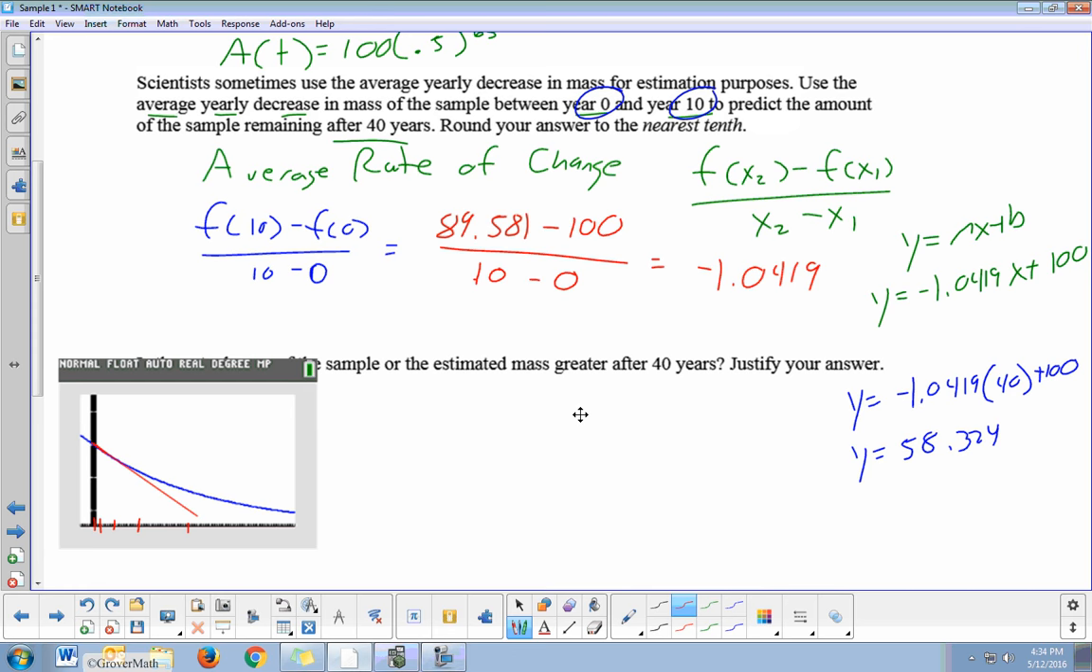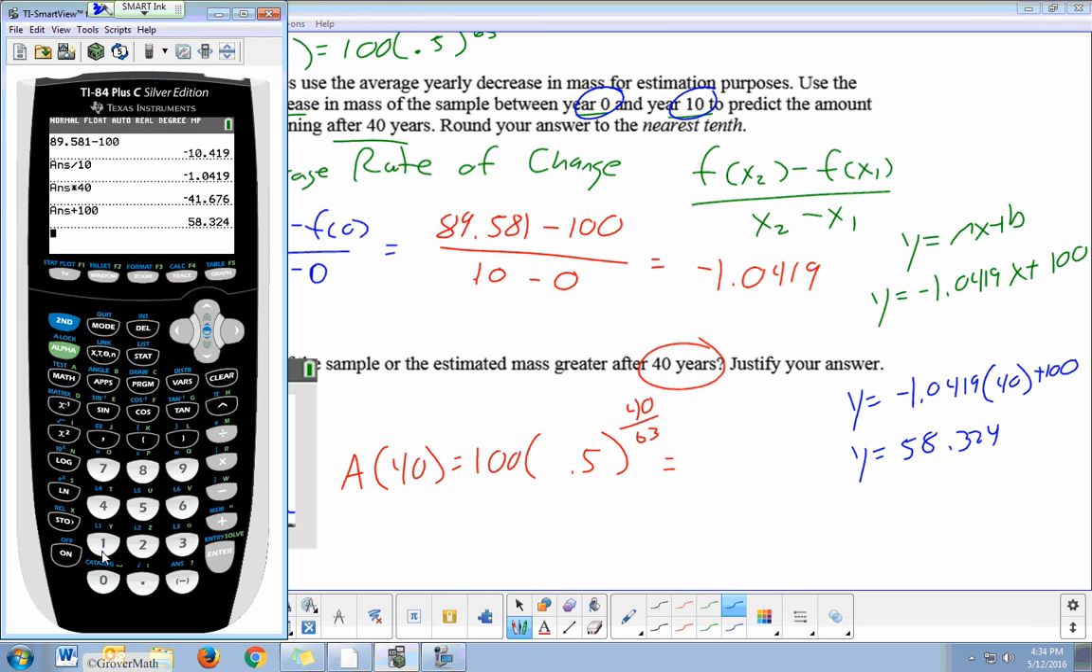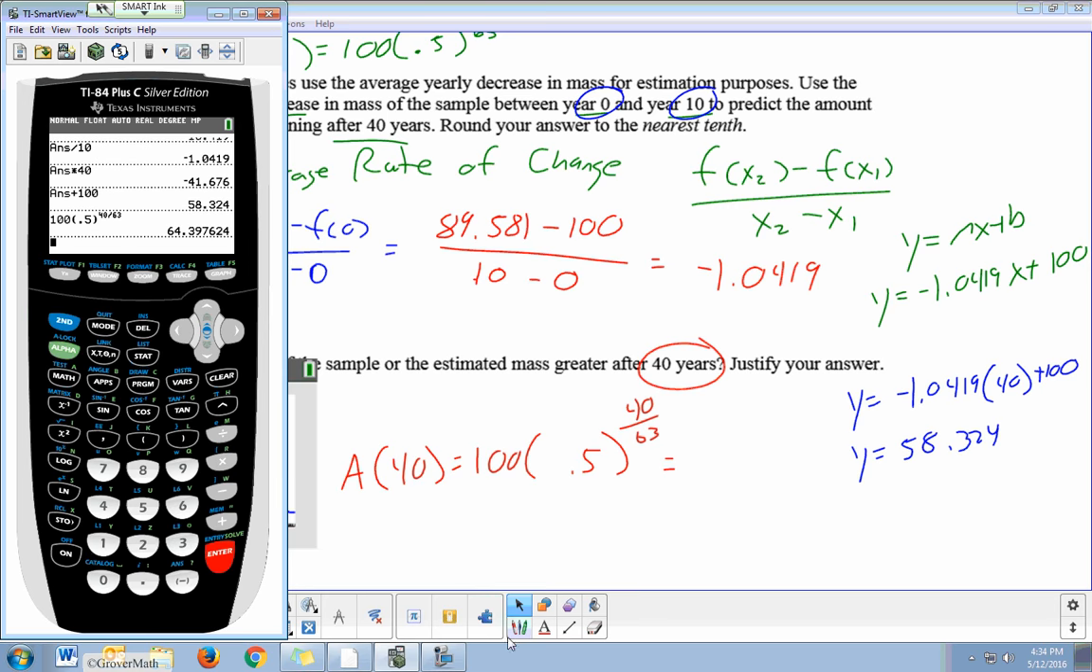But let's find out what it actually is. The way we can find out what it actually is going to be after 40 years is to use the function. I could do a of 40 in that function of 100 times 0.5 raised to the 40 over 63. And this is how we also could have gotten the values like f of 10 and f of 0, but we kind of just got lazy and let our calculator do it. But this time, let's use the function. So 100 parentheses 0.5 parentheses raised to the 40 divided by 63. And the answer we're getting is 64.39.